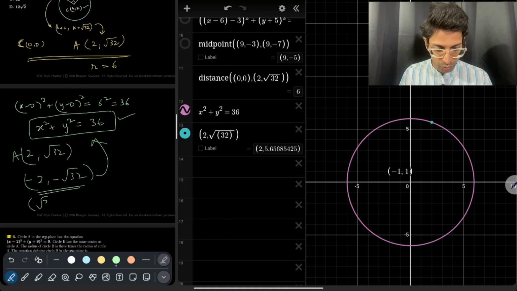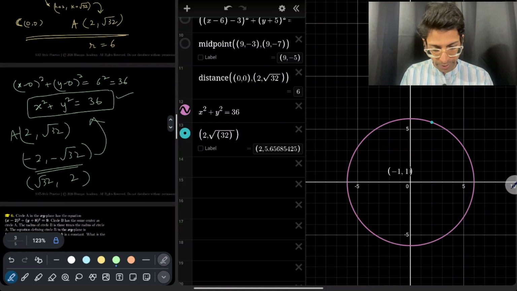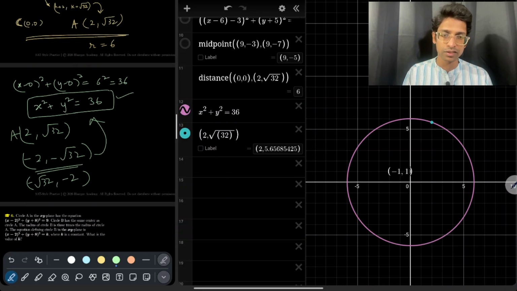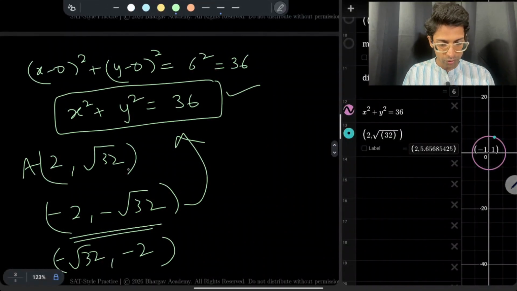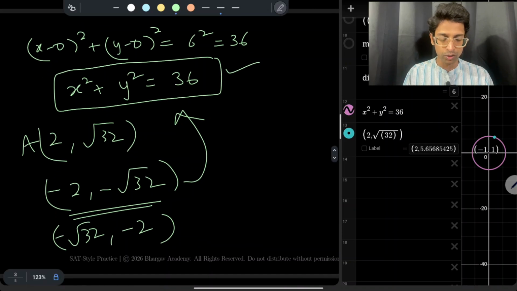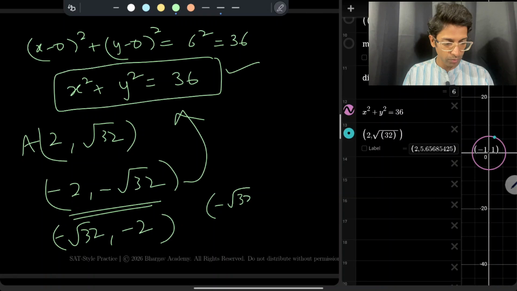Root 32 comma 2 should also satisfy this equation, and minus root 32 comma 2 should satisfy this equation, and also minus root 32 comma negative 2 should also satisfy this equation. So all these points should be satisfying this particular equation. So let me write them for you. 2 comma root 32, minus 2 comma minus root 32, minus root 32 comma negative 2, and what other point should satisfy? Minus root 32 comma 2.